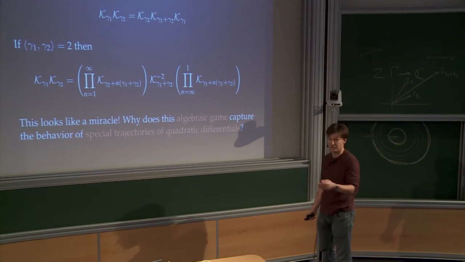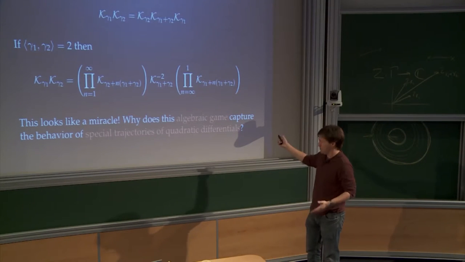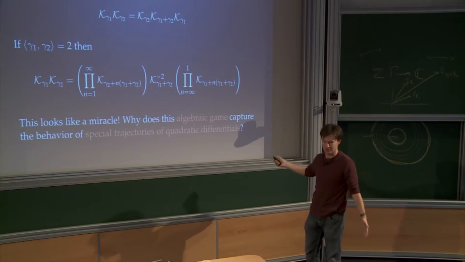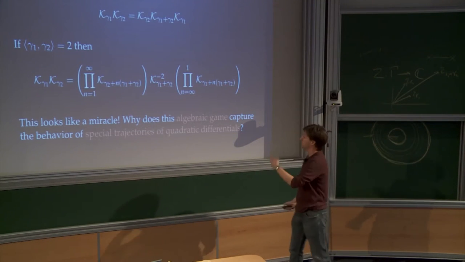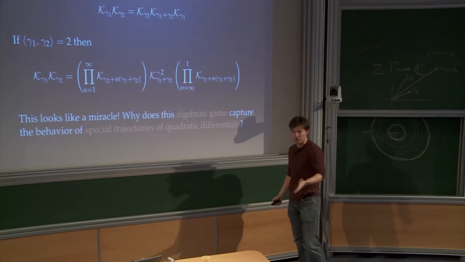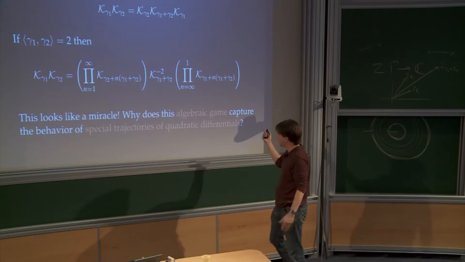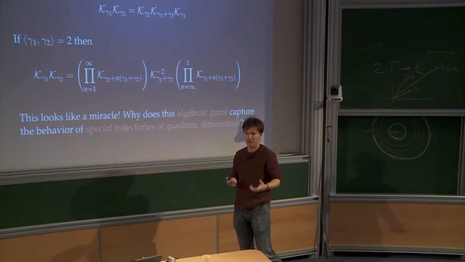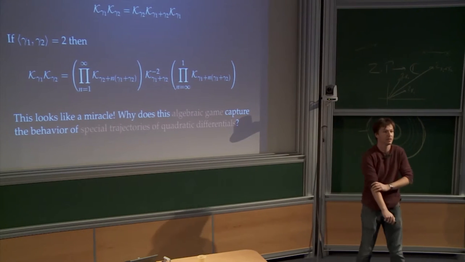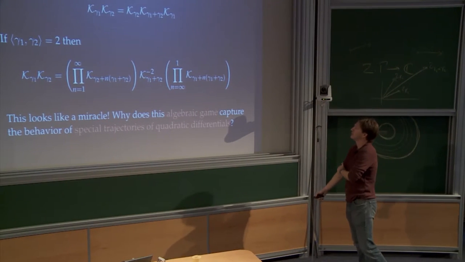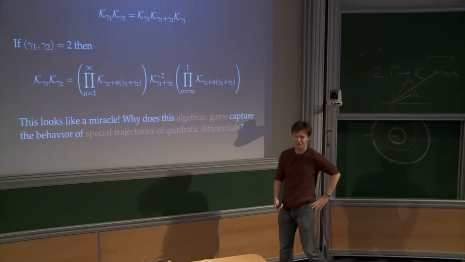You mean why k is given by this particular formula? So that's what I'm going to describe in the second part of the talk. So far, I've just told you this formula, and what looks like a miracle, that this totally algebraic game correctly captures the wall-crossing behavior of these trajectories of quadratic differentials. Is there some connection with great groups? Let's say I'm not aware of a connection with great groups.